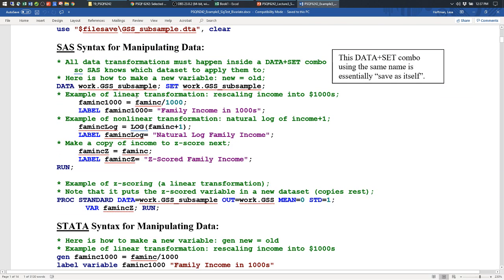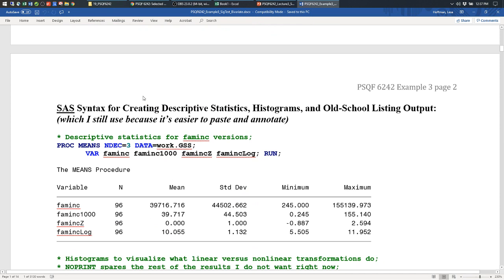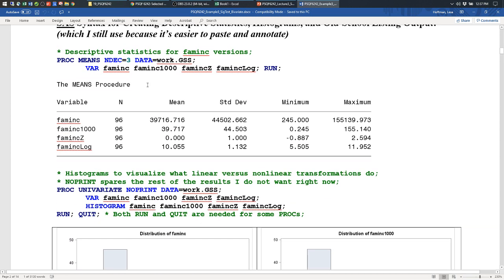Okay. In homework 2, you may have to make one new variable, but it won't be one of these things. You won't have to do any z-scoring. You will need to run means. Are we in example 4? This is 3. We're still in 3. We're going to start 4 today or next time, depending on time permitting.